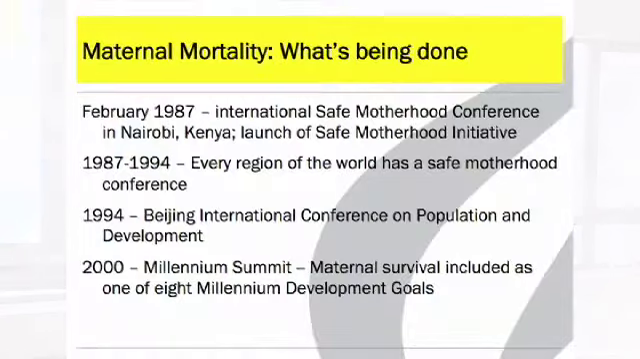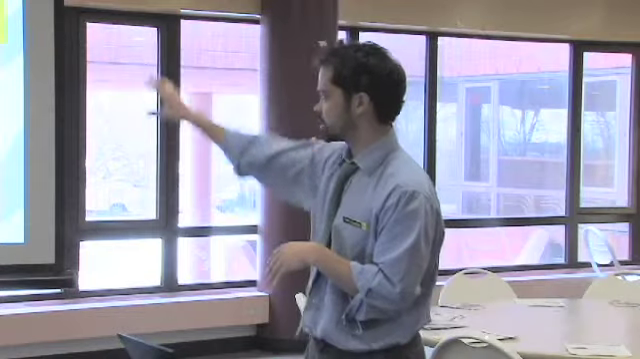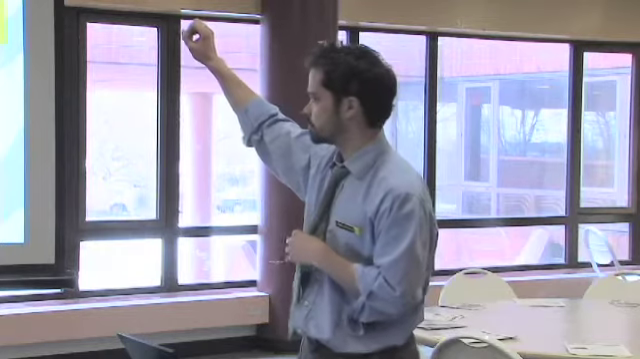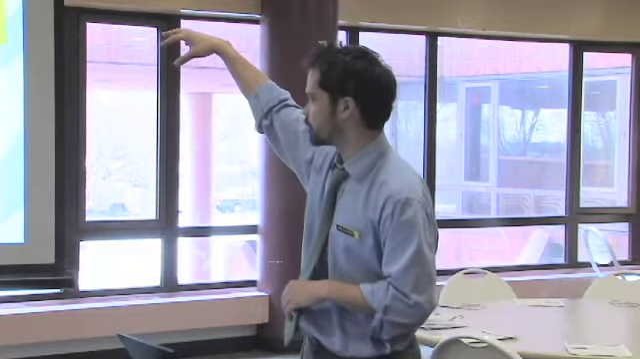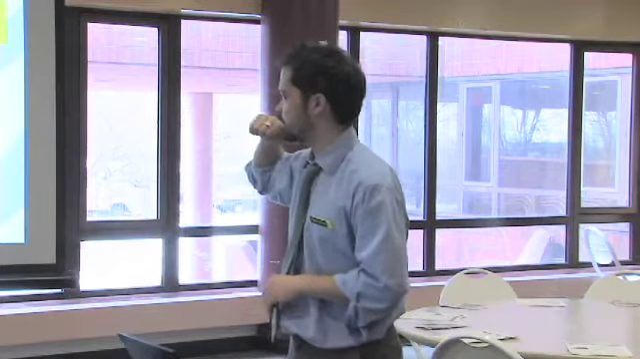Questions? No? All right. So what's being done? This is just a little bit about the institutional history of groups working around this issue, trying to raise it to prominence, make people recognize it as an issue. The safe motherhood movement: one of the key dates was 1987 with a conference in Nairobi, which launched something called the Safe Motherhood Initiative. In the several years after that, there were safe motherhood conferences in every region of the world, leading up to Beijing, the big conference, the 15th anniversary of which is being marked as we speak at the United Nations.